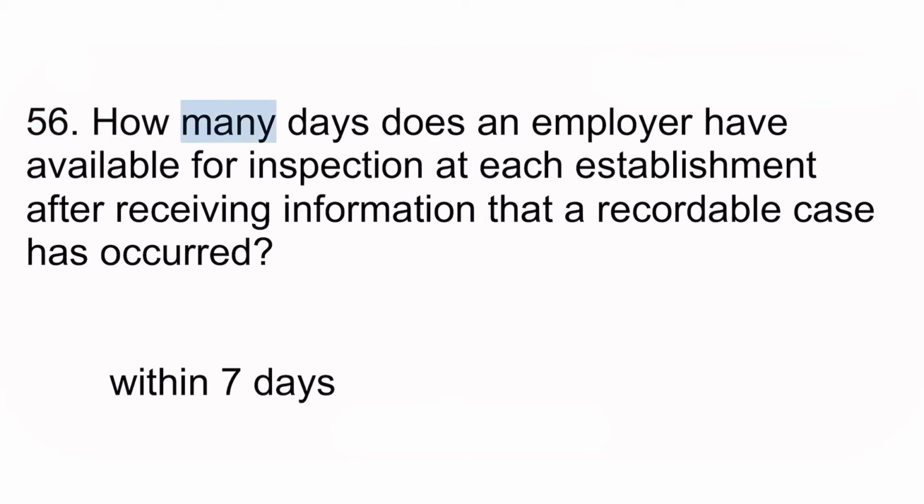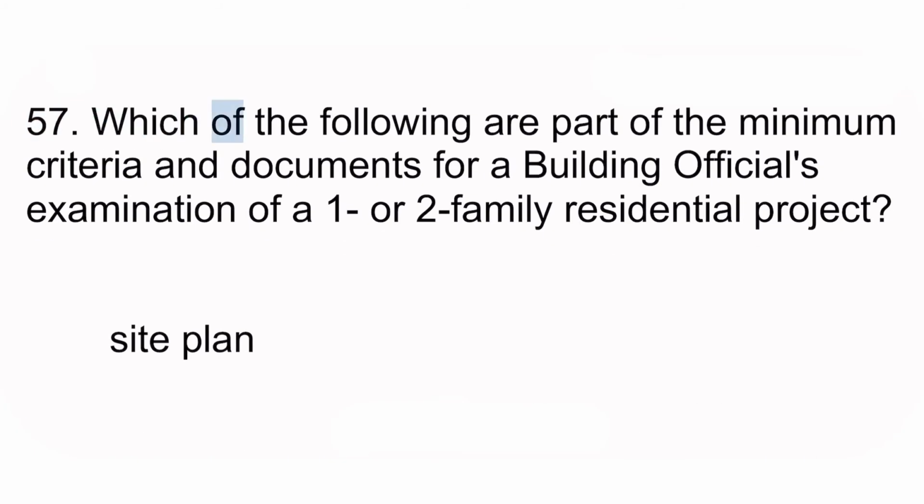56. How many days does an employer have available for inspection at each establishment after receiving information that a recordable case has occurred? Within 7 days. 57. Which of the following are part of the minimum criteria and documents for a building official's examination of a 1- or 2-family residential project? Site plan.